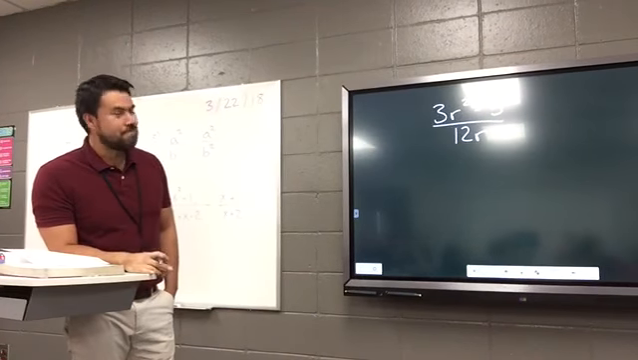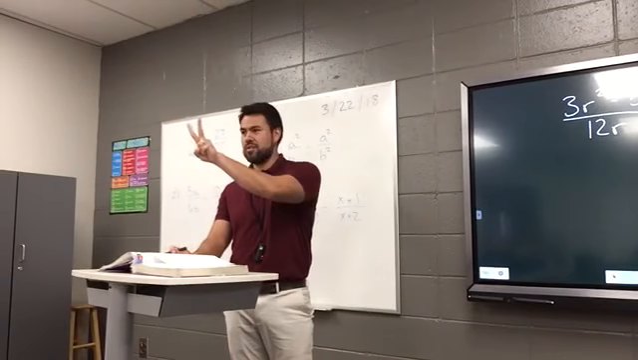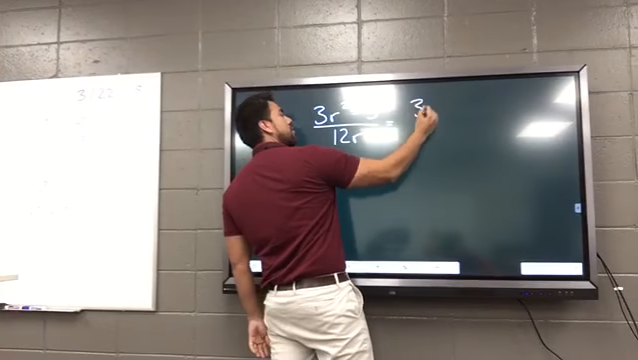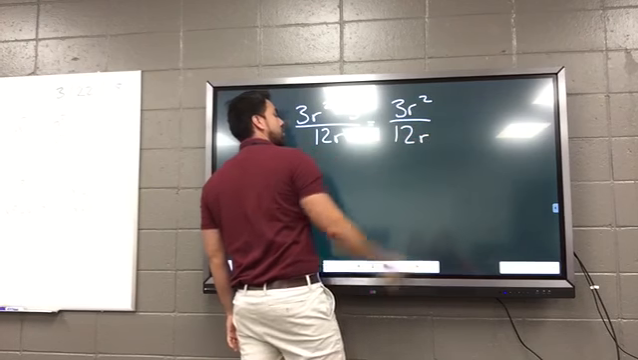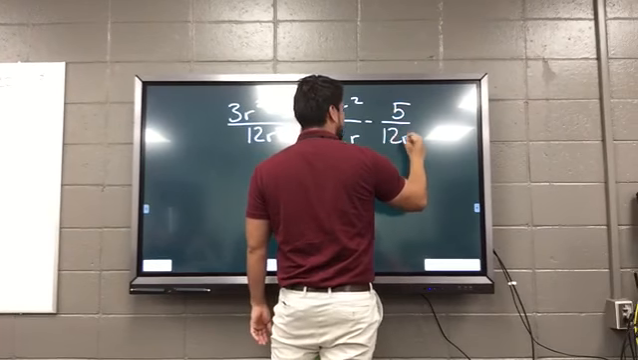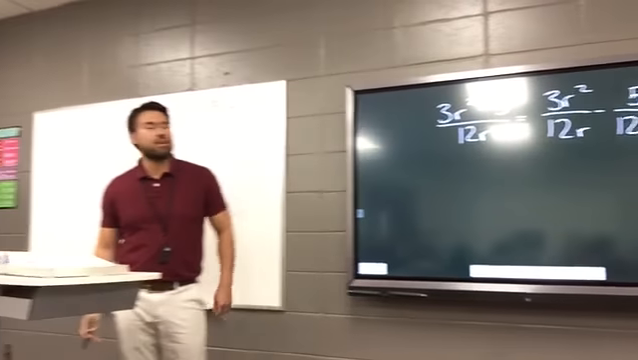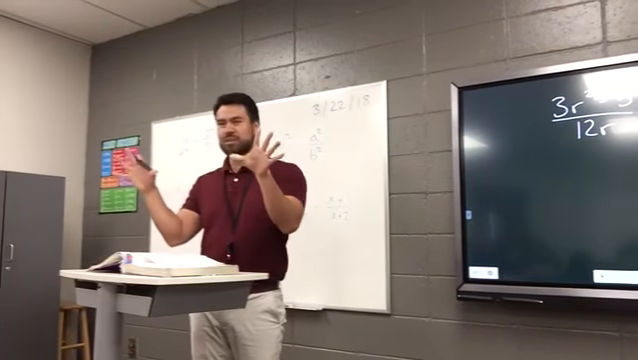Okay, I just need a different screen for this. Can anyone split it into 2 fractions? Okay, Beth, go ahead and try it. 3r squared over 12r minus 5 over 12r. You certainly can. That's it. That's what you do. Mr. Ray, how'd you make this simpler? Actually, you just made it harder because now it's 2 things.